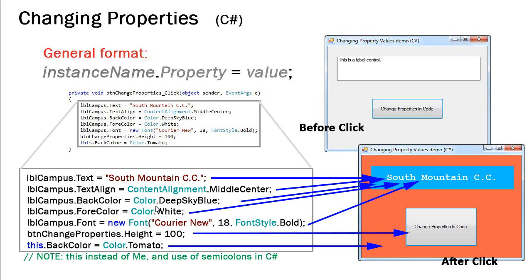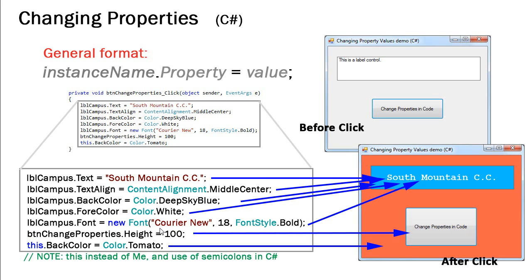Then we're going to set the back color property to deep sky blue, and again that is a value of the color class. We're going to set the fore color to white, again a value of the color class. Then we're going to change the font. Now this is a little bit different in that a font is an object. So in order to change the font, I have to create a new font object. And that's what this word new does with this font statement and the parentheses.